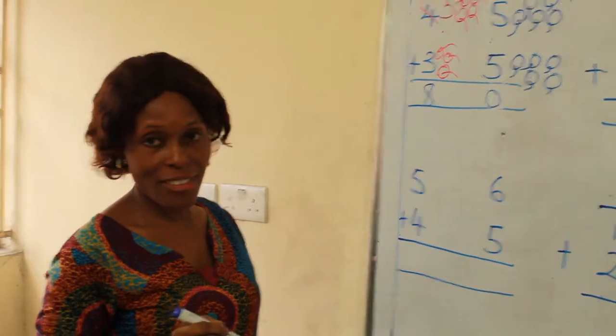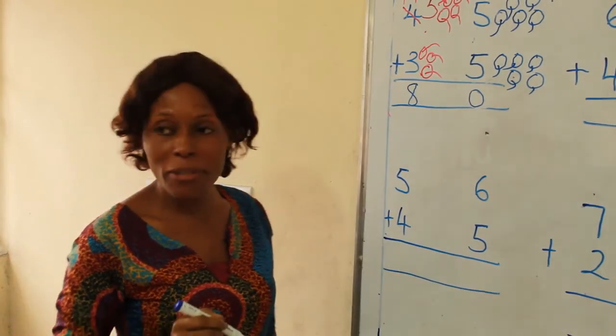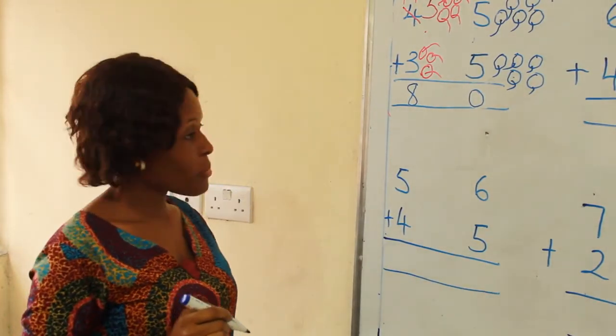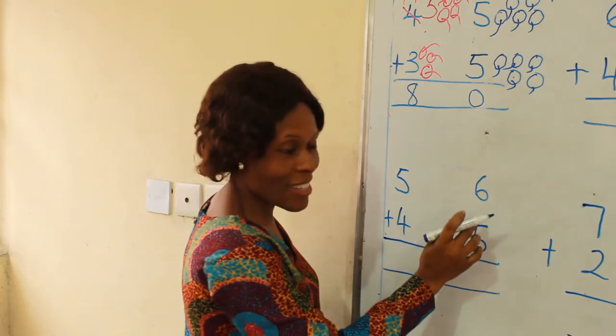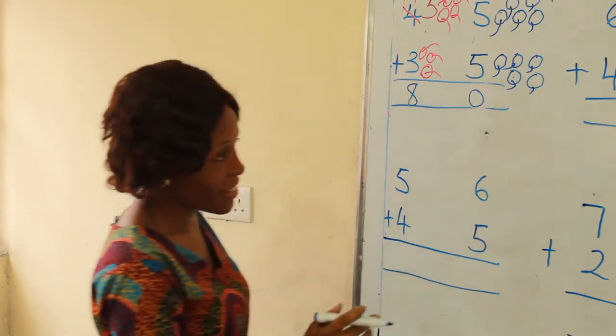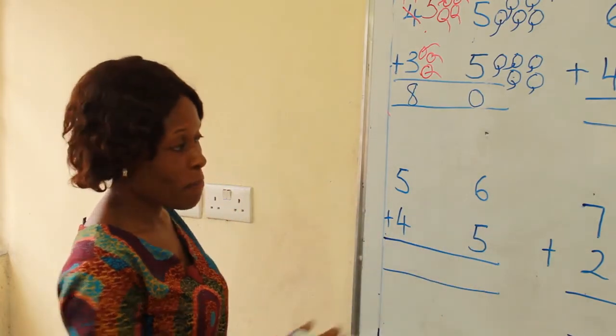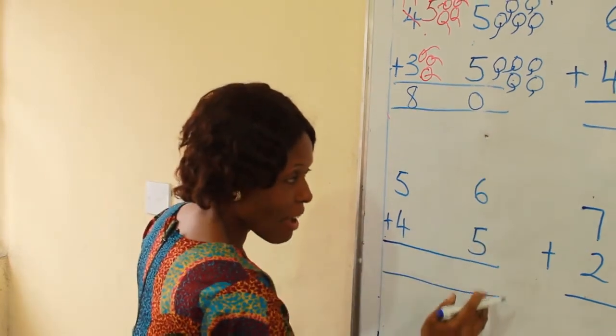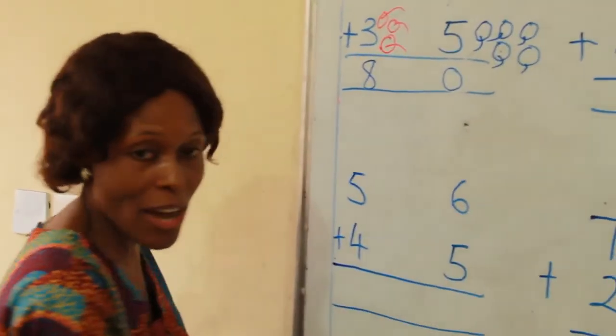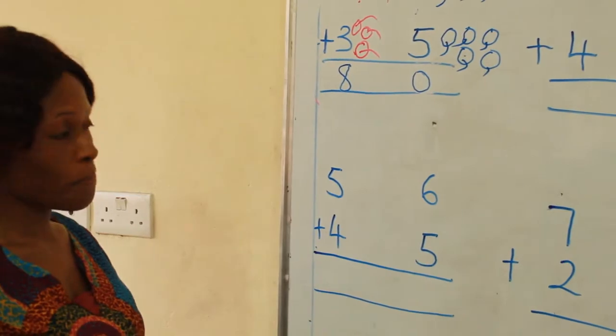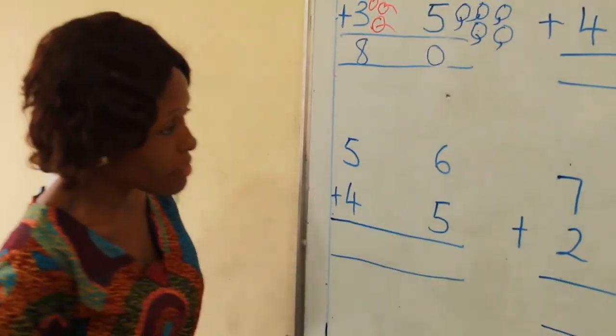Interesting, isn't it? Let's go to the next one. The next one. What number is this? Don't forget, children, whenever you're adding up, we start from the right hand side so you can get your answers correctly. Now we're starting from the right hand side.